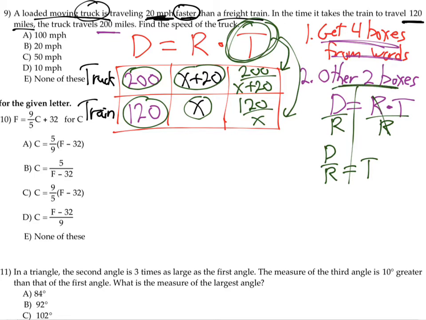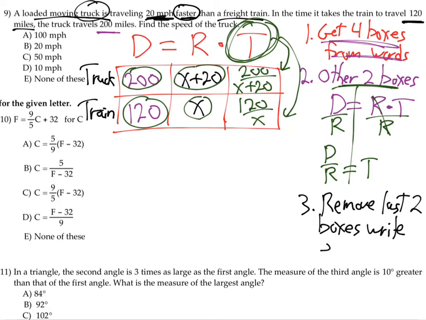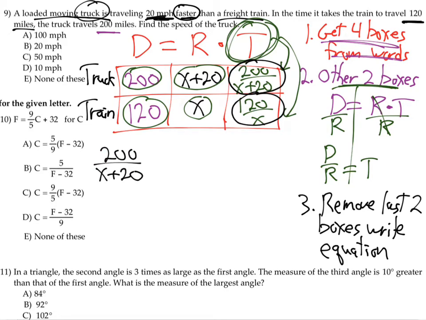Now, okay, so there's one more step. Step 3, remove the last 2 boxes and write some kind of equation. So that means this box and this box. I don't care about the other 4 anymore. Just grab those last 2.